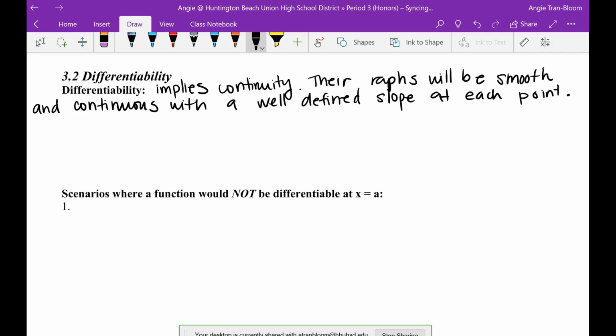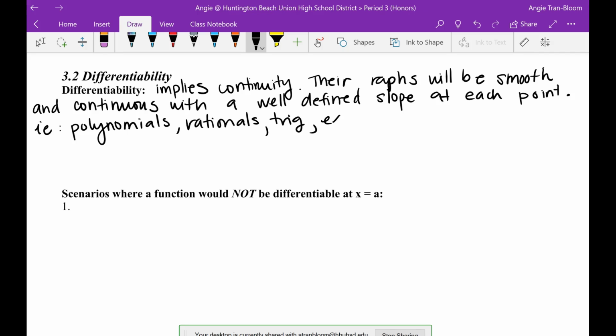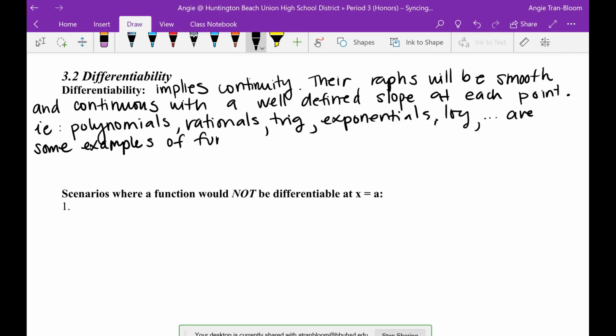I'm going to give you some examples of functions, okay? So, polynomials, rationals, trig, exponential, log, and many more are some examples of functions that are differentiable.